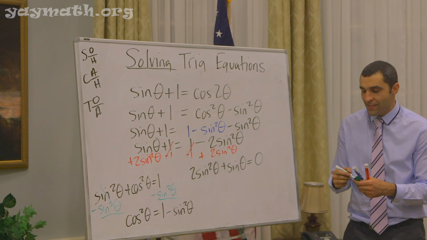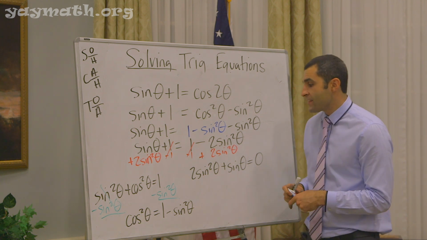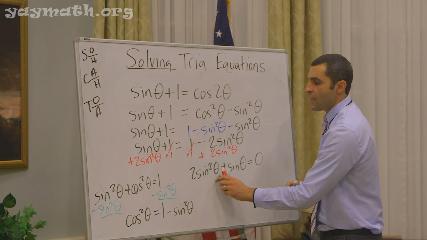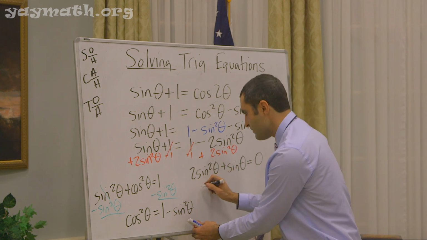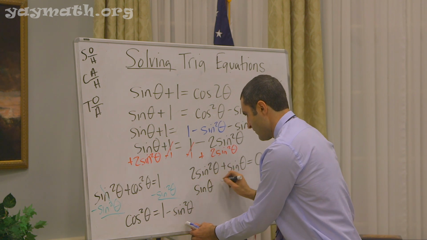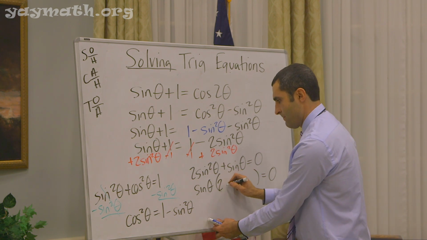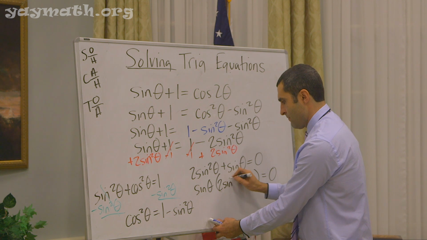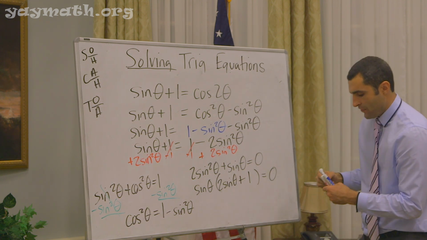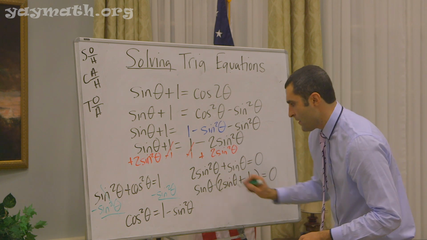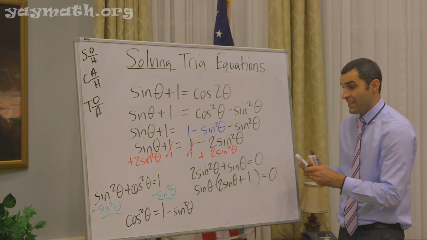The first step of factoring is looking for a common factor. What is the greatest common factor between 2 sine squared and sine? Sine. So it would be sine times 2 sine plus 1. Bravo. Now we have our two factors. You see them hiding in here: sine times 2 sine plus 1. So we set them both to 0.